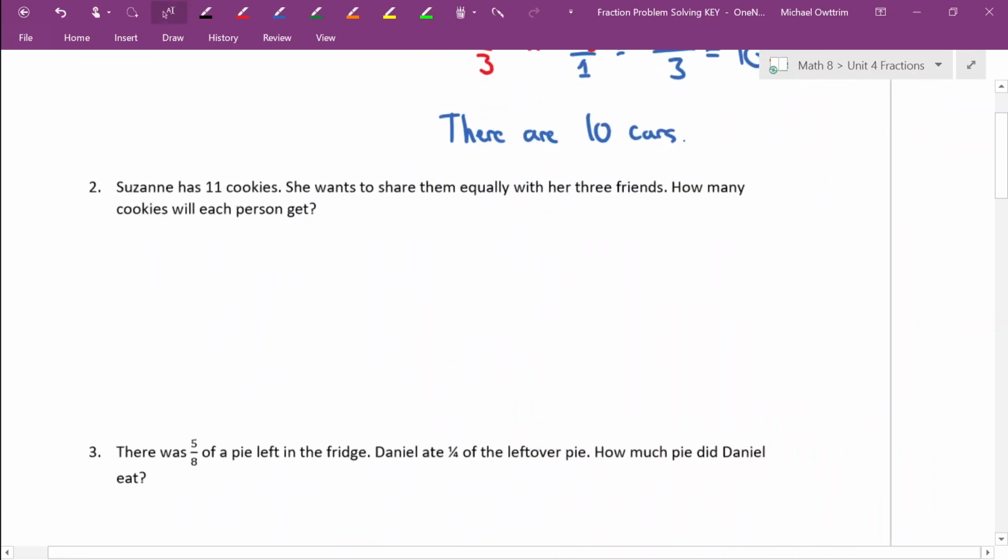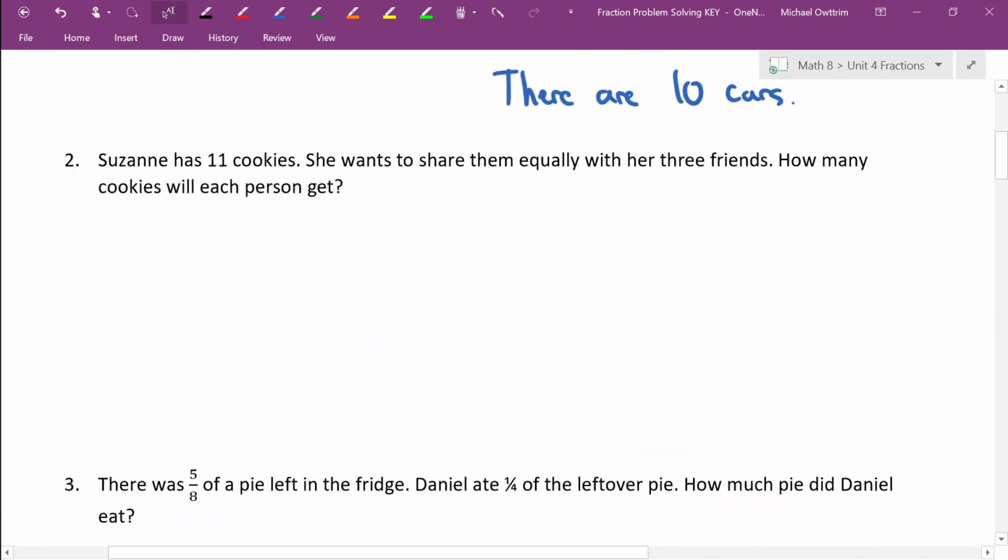In the case of question 2, Suzanne has 11 cookies. She wants to share them equally with her 3 friends. So Suzanne is going to share them with her 3 friends. That's 4 people in total who are sharing the cookies. We want to know how many cookies each person will get. So we have 11 and we want to share those equally, or divide those by 4 people. So we're going to go ahead and divide there.